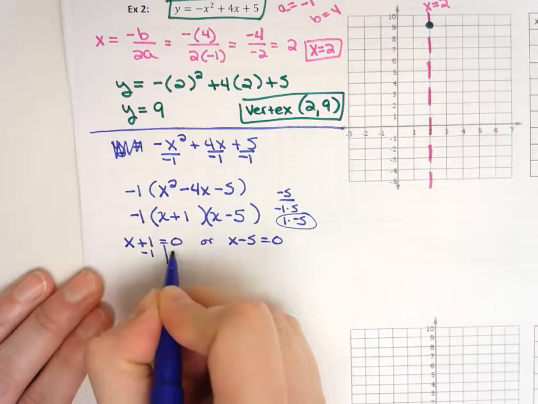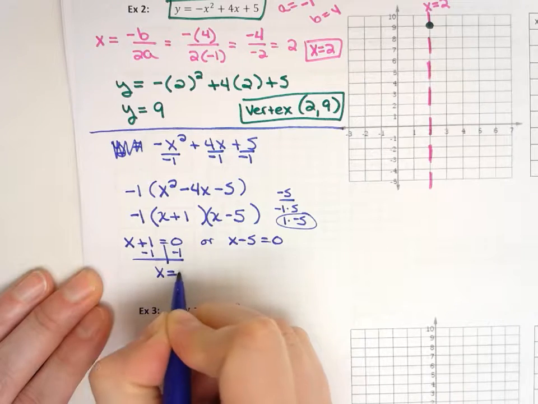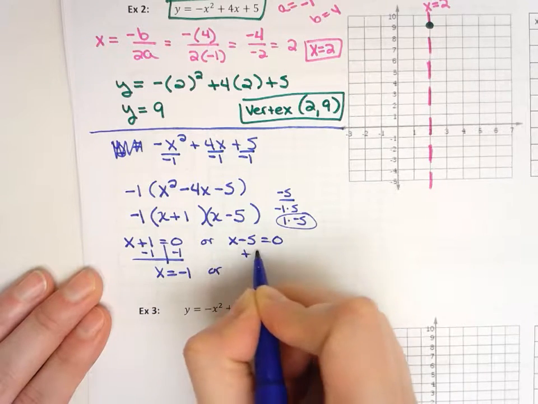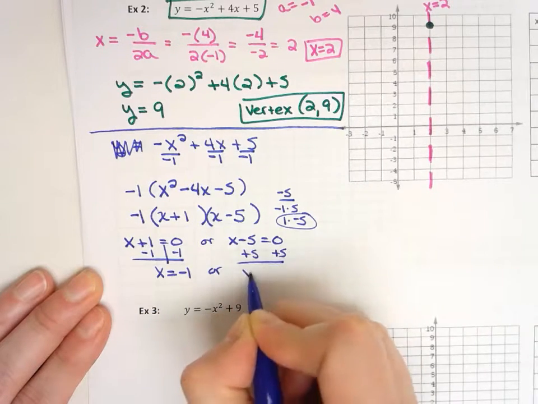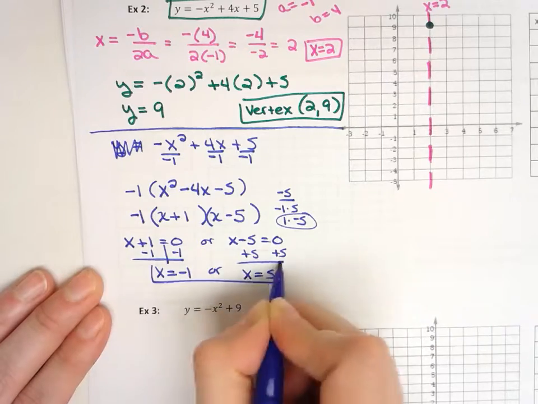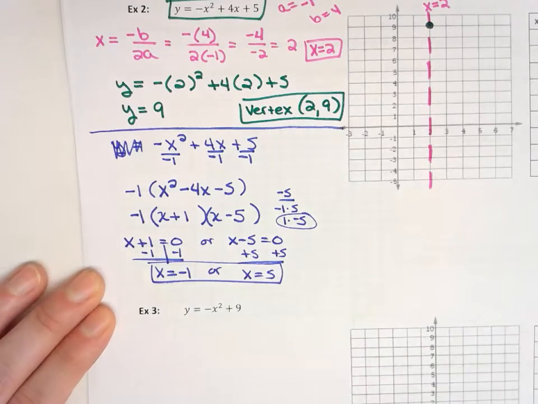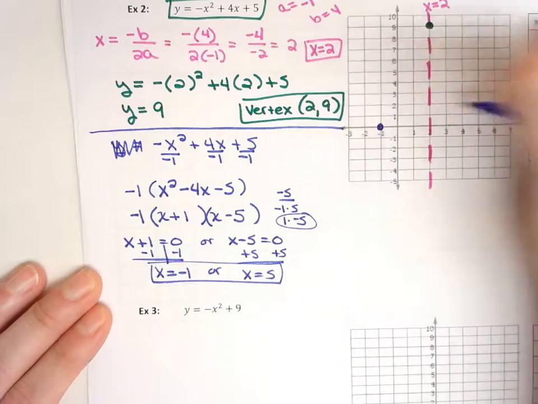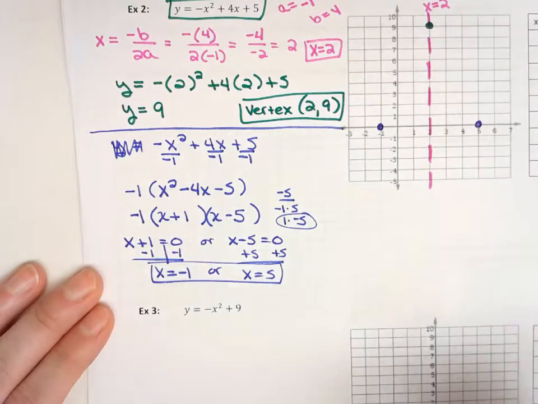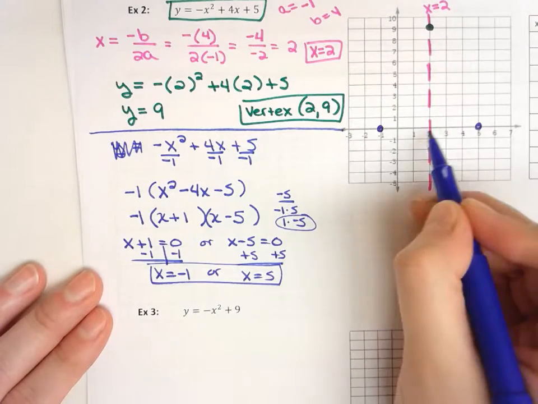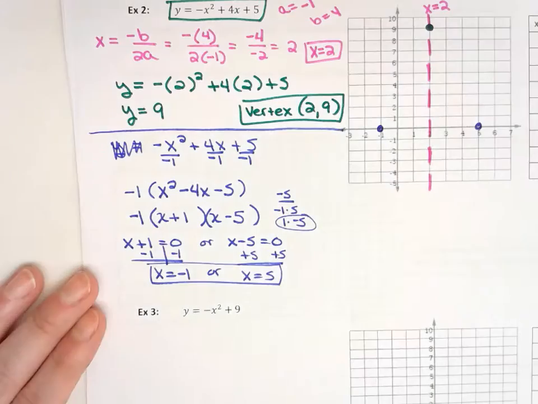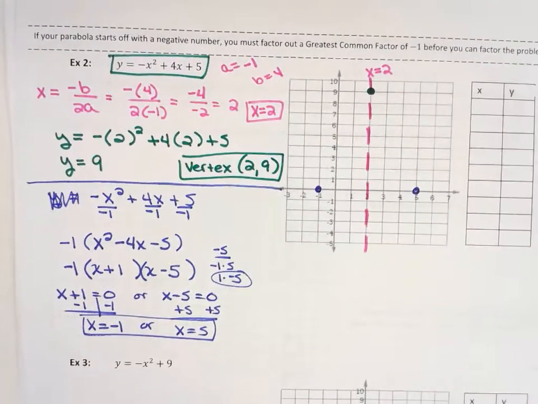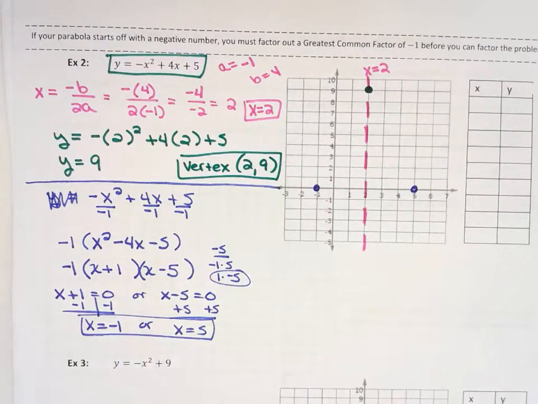I subtract the 1 from both sides and get x is equal to negative 1. Or for the other one, I add 5 to both sides of the equal sign and get x is equal to positive 5. So keep in mind that those are x-intercepts at negative 1 and 5. And those are both 1, 2, 3 units from the axis of symmetry. So that does make sense. Okay, so that's all the most basic parts.